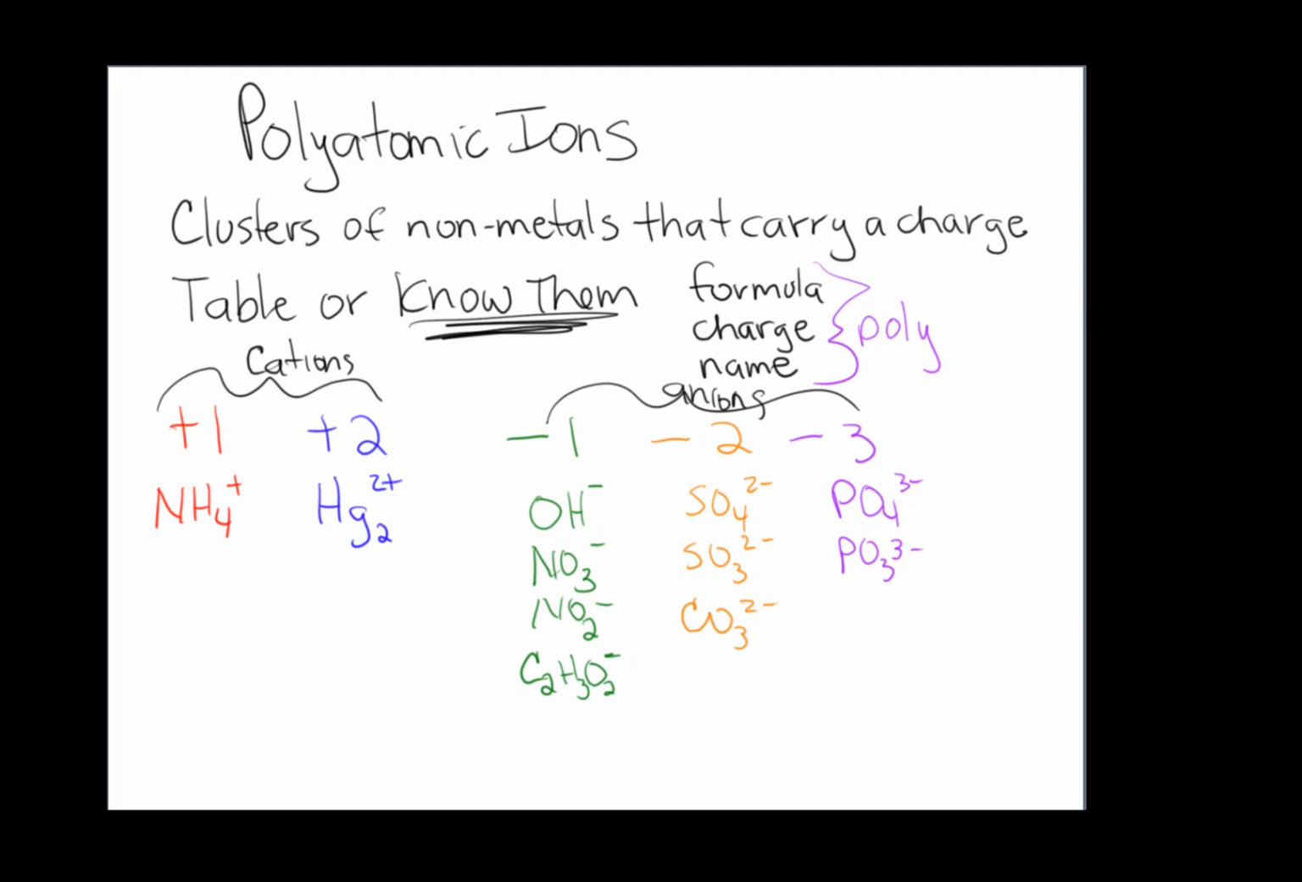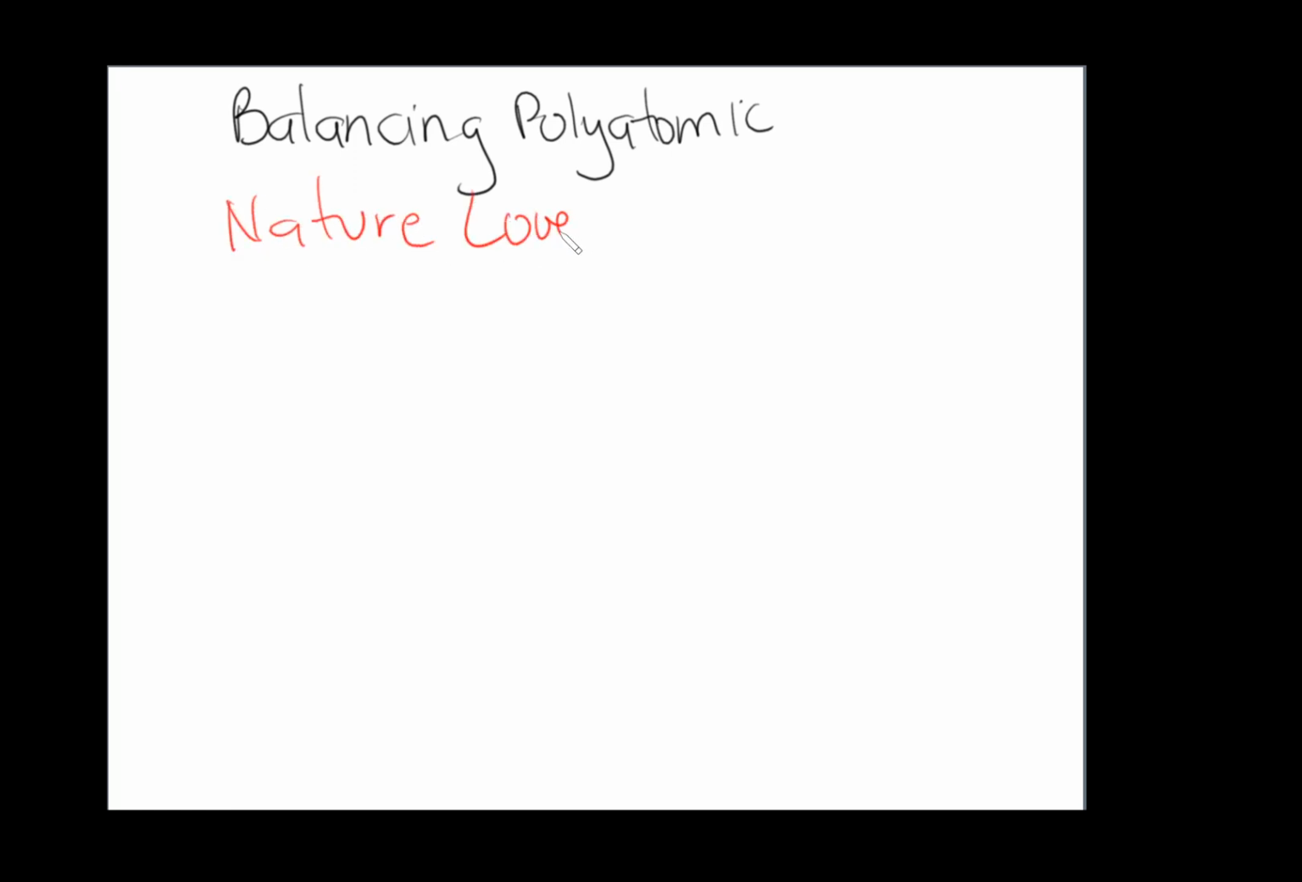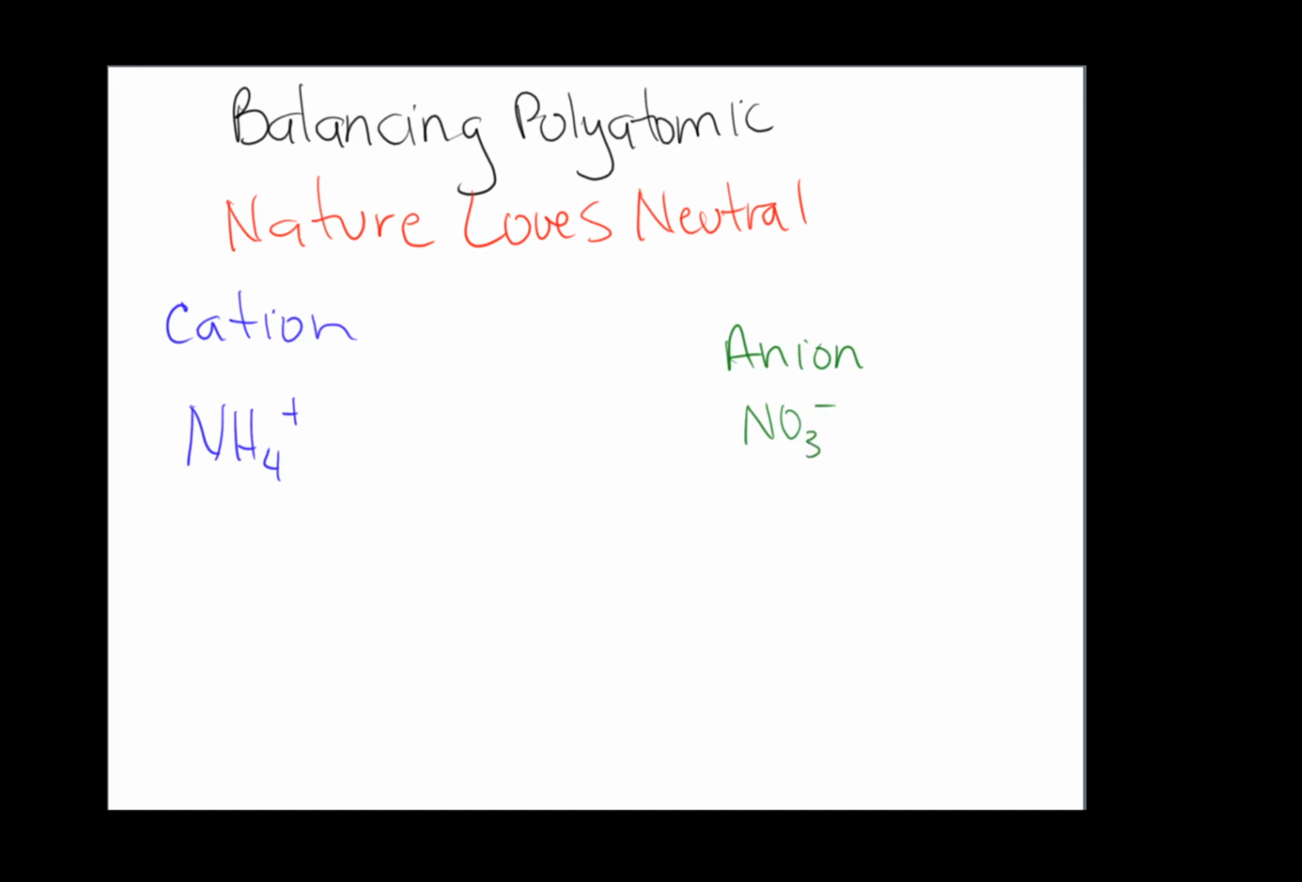Okay, so we've got our polyatomic ions. How are we going to balance them? Well, the same way we did the monoatomics. And what do we know? Nature loves neutral. We are going to do the exact same thing. So I'm going to draw a cation on this side. And ooh, my list is so long. Which one am I going to choose? I'm just going to choose the ammonium. And then I'm going to choose some anions. Let's put a -1, so we'll use nitrate. Let's use sulfite, and let's use phosphate.